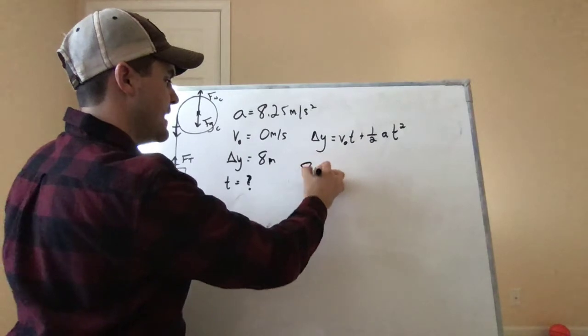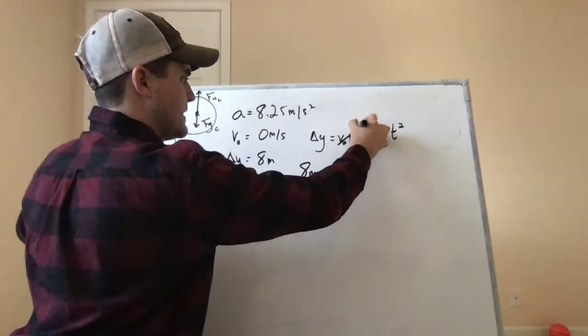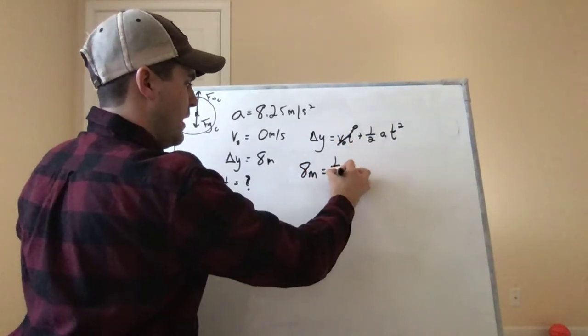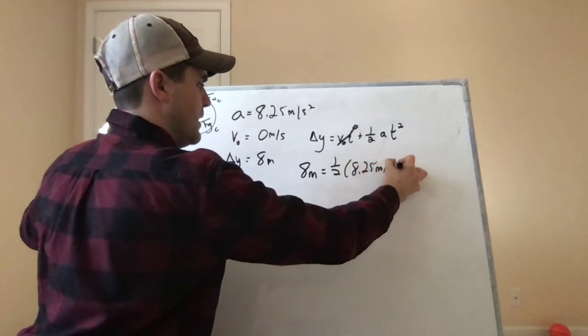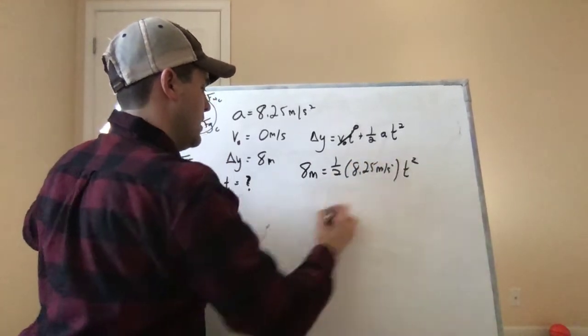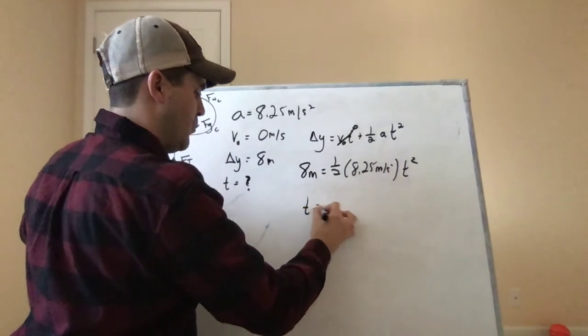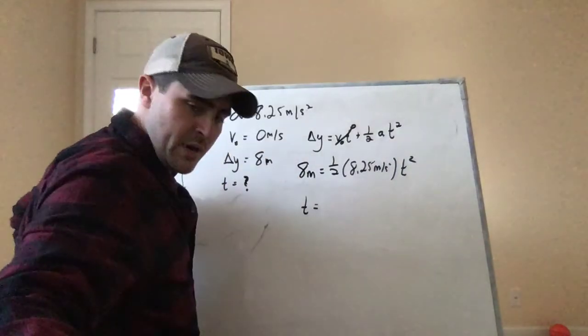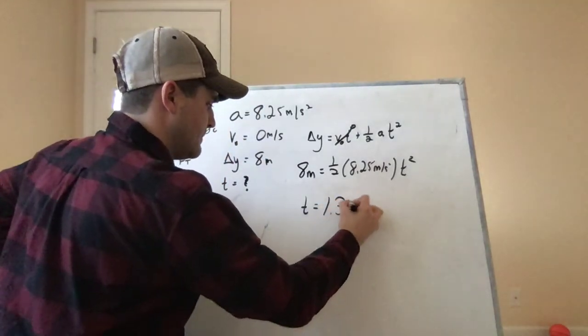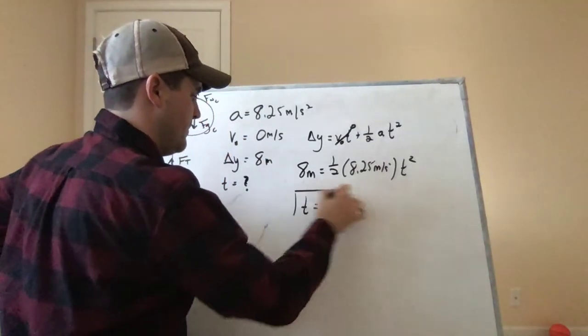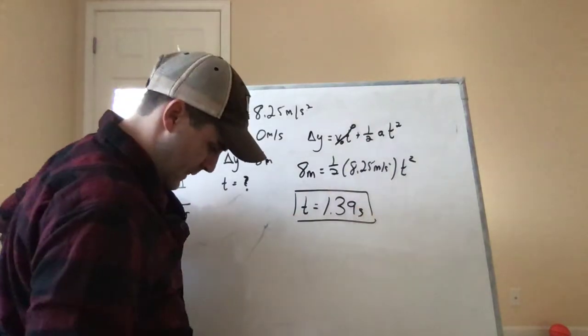Change in y is 8 meters. Initial velocity, 0. 1/2 times 8.25 meters per second squared times time squared. You solve for time. What do I end up with here? 1.39 seconds is my time. Okay.